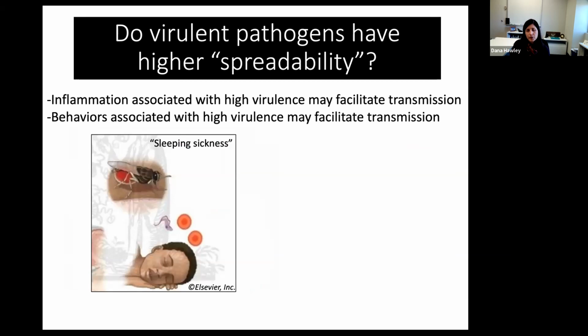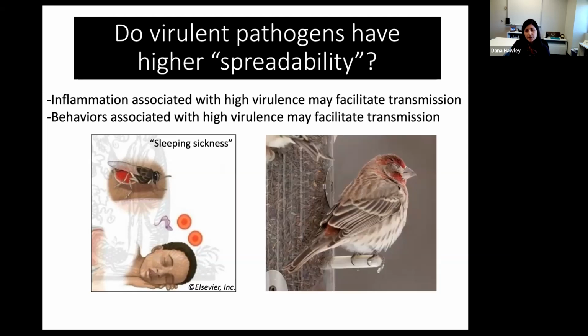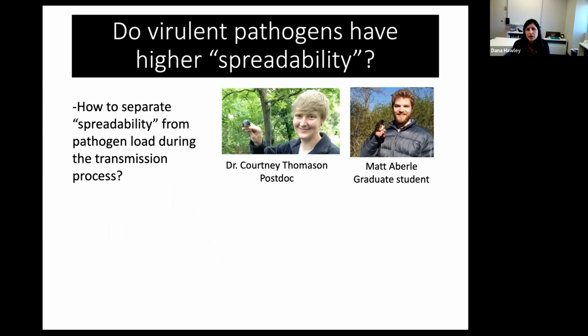There may also be behavioral components of spreadability. This is easiest to imagine with vector transmitted infections, like the sleeping sickness that I talked about at the very beginning, where virulence may actually facilitate vector feeding on infected hosts. But it may also be the case that for some directly transmitted infections, behaviors associated with high virulence could actually increase transmission. So in the House Finch system, we know that very sick birds often plop themselves on bird feeders and stay there. And whether that actually augments transmission, we don't have a good idea of, but we wanted to consider both possibilities.